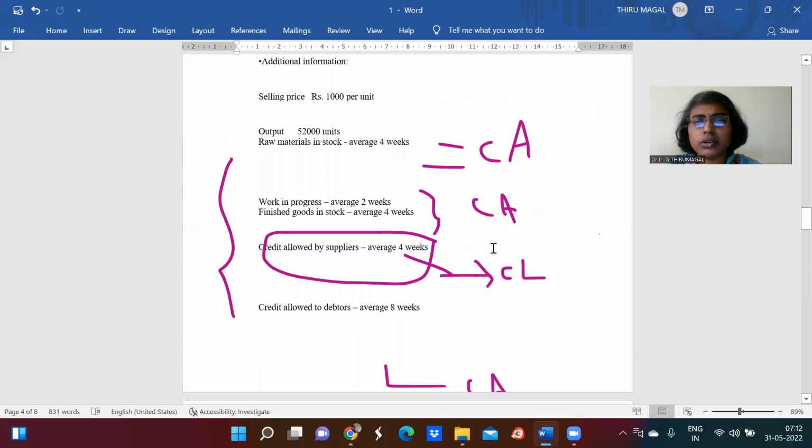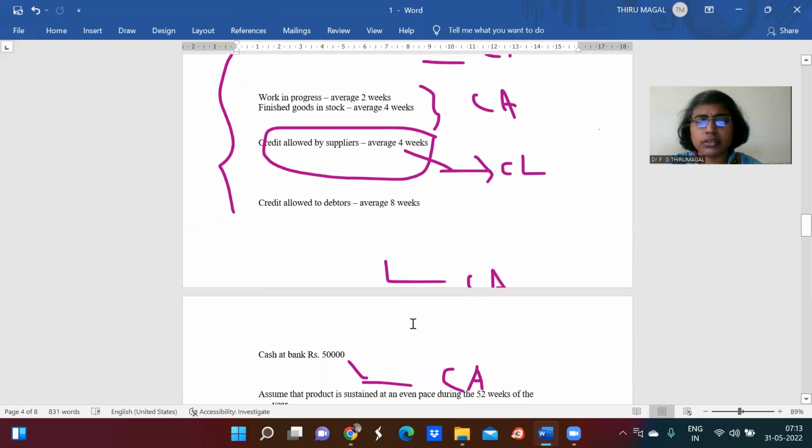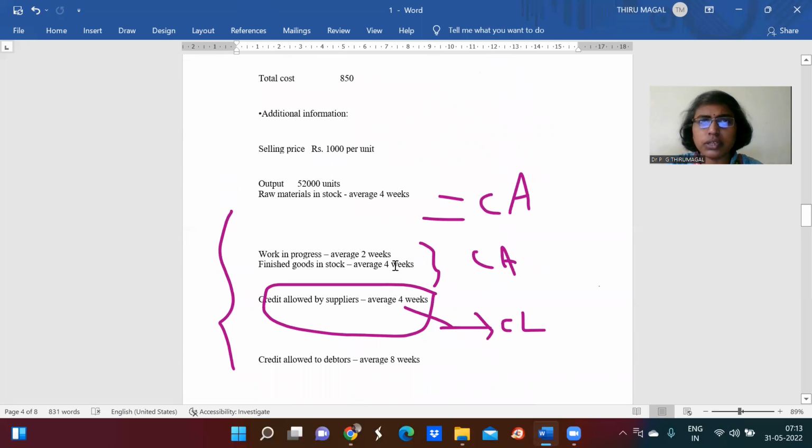Now, after identifying the current assets and current liability, the next step is to identify whether all the data is given in the same units or not. For example, raw material in stock is given as average 4 weeks, work in progress 2 weeks, finished goods 4 weeks, then credit allowed by supplier 4 weeks, as well as credit allowed to debtors 8 weeks. So everything is given in weeks, so we can use it as it is. If something is given in different days or months, then we need to convert that into uniform weeks or months or days.